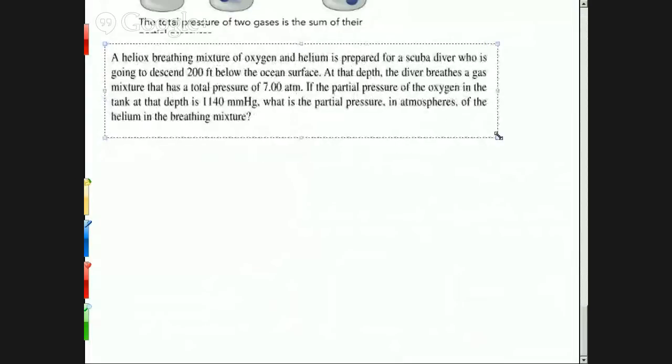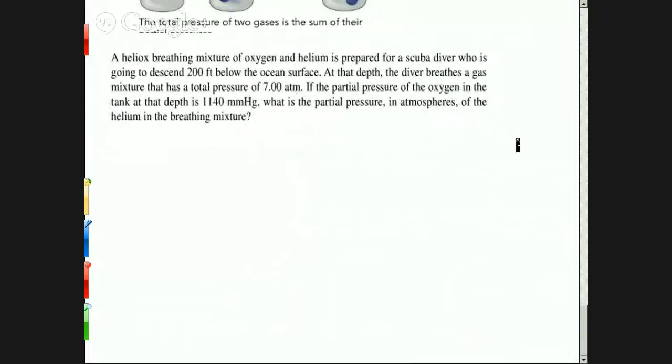Anybody do any scuba diving here? Scuba diving? Yeah, me neither. But if you did, you would need to get a tank and all that stuff. And if you're going really deep, more than 200 feet below, you actually need a special mixture that's mostly helium, or a big part helium, because the nitrogen can give you something called the bends when you come up. So you use a special mixture of oxygen and helium if you're really diving deep.